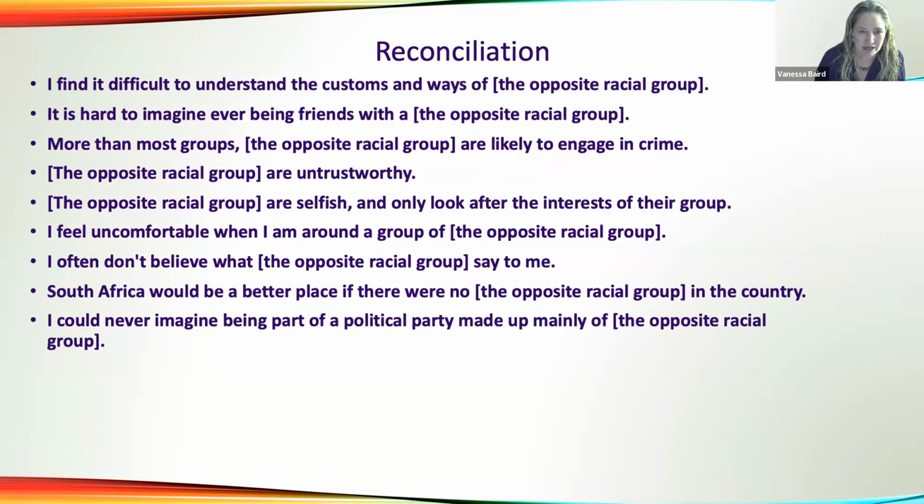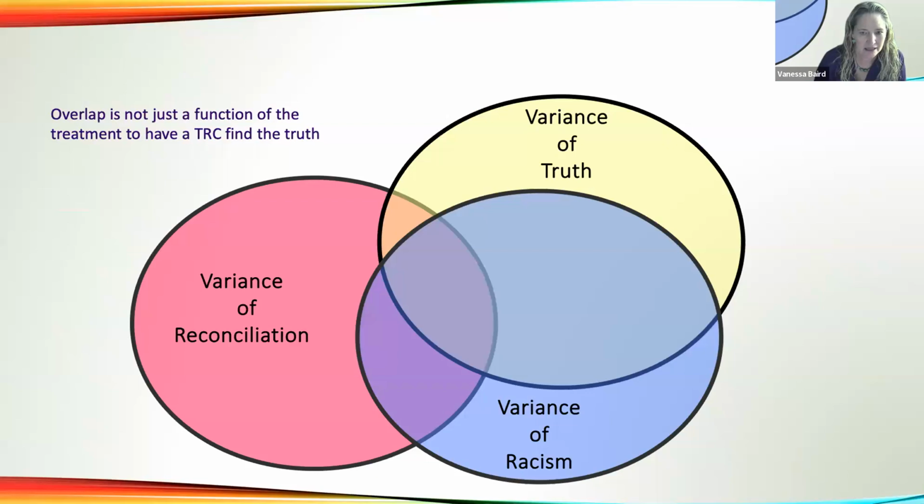Okay? Measures of reconciliation are: I don't like those people, they're weird, they're untrustworthy, they're selfish, I'm uncomfortable around them. It's basically, I don't like those people, racial resentment or fear or however you want to call it, right? They're reconciled. And then they look at, okay, so there's variance of reconciliation, there's variance of truth, and then there's the variance of, I didn't like those people before, and I still don't like those people.